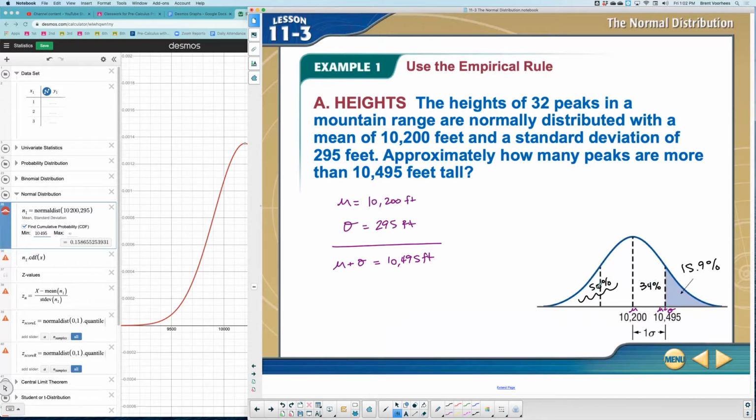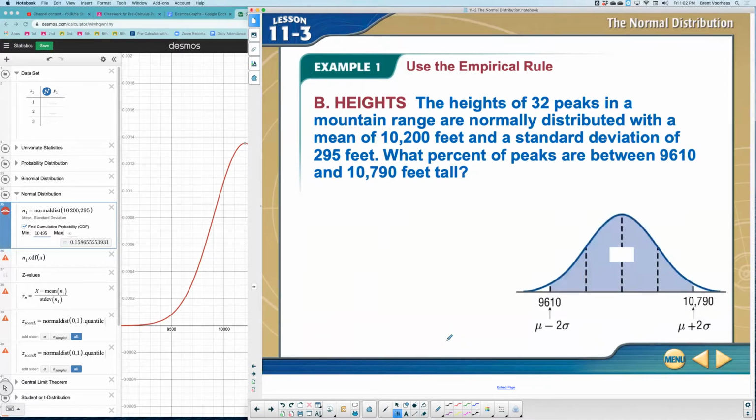So if you added that together, that is 50 plus 34, which would be 84. And if you subtract it from 100, it would leave you with 16%. And that's where we get this number. This is just more exact here. So about 15.9%, or you could even say 16%. I'd be okay with that.